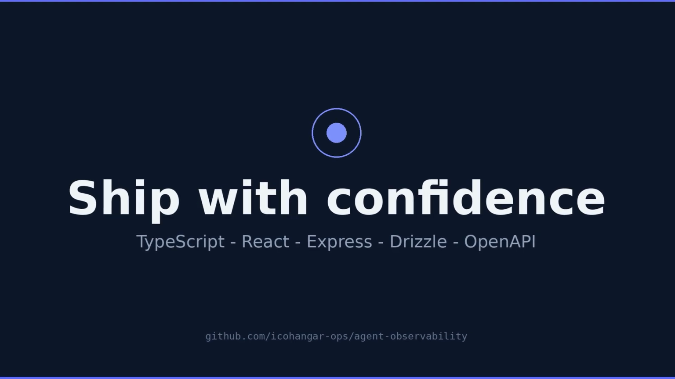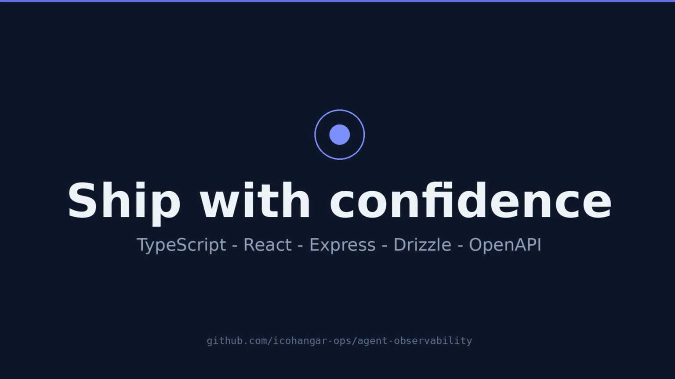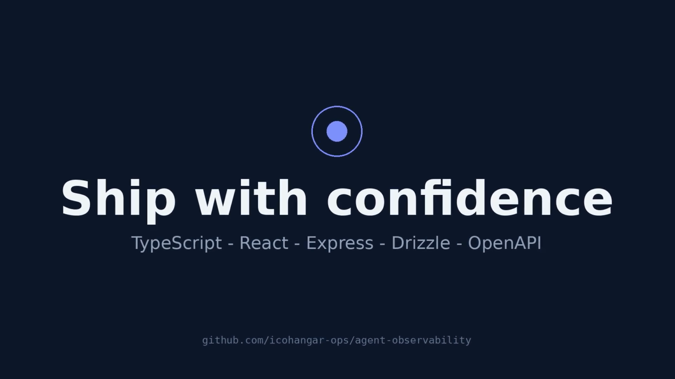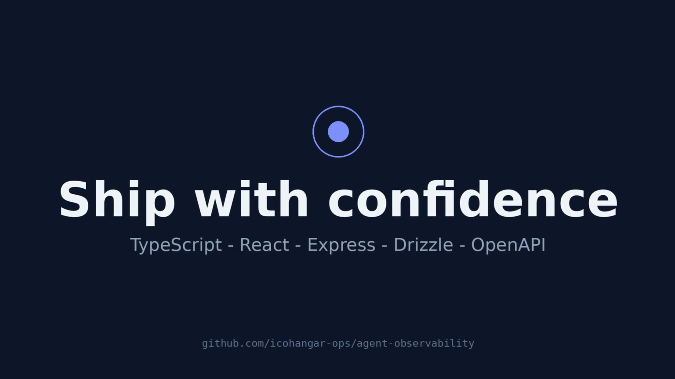End to end: React and Vite on the web, Express on the API, Drizzle on Postgres, OpenAPI plus Zod for the contract. Tests, type checks, and a production build gate every merge.